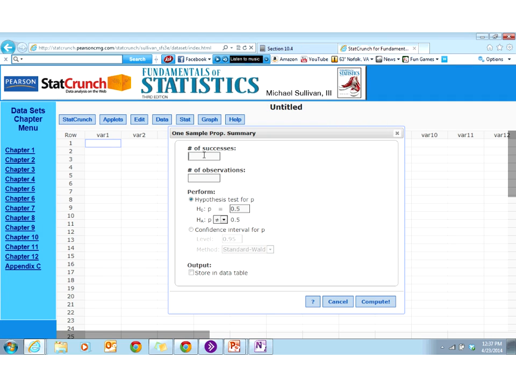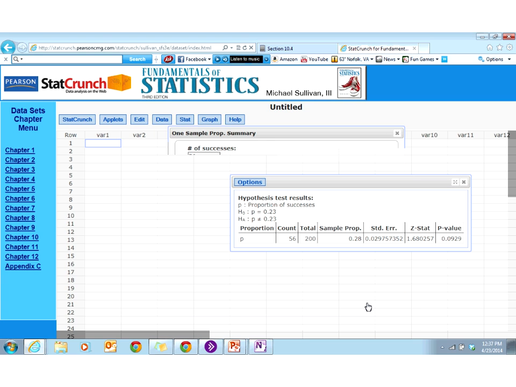So yes, we're good here. The number of successes was 56. The number of observations was 200. P is 0.23. P not equal to 0.23. Compute. All right. Well, our Z statistic was 1.68. And our P value is 0.0929. And our proportion was 0.28.